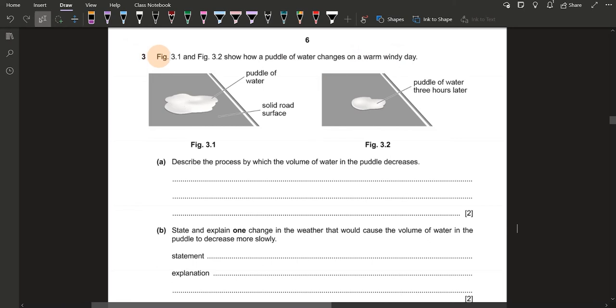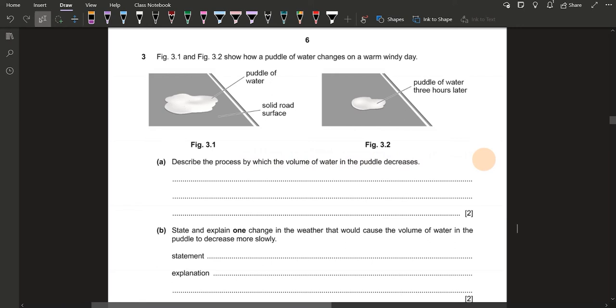Question number 3. Figure 3.1 and 3.2 show how a puddle of water changes on a warm, windy day. And you can see the illustration here. Part A says describe the process by which the volume of the water in the puddle decreases.